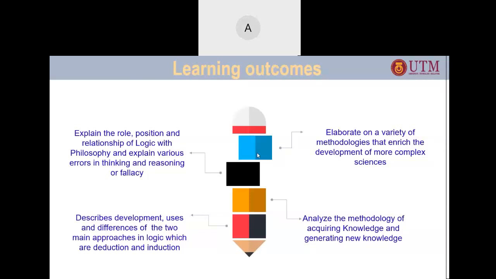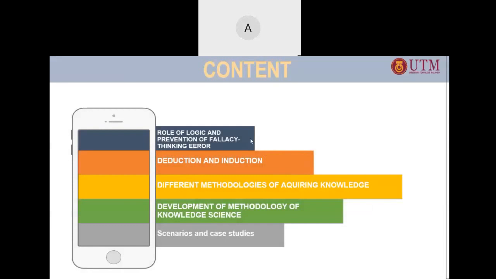And then we can describe the development, uses, and differences of the two main approaches in logic, which are deduction and induction. And then after that, we can analyze the methodology of acquiring knowledge and generating new knowledge. These are the contents: logic and prevention of fallacy thinking errors, deduction and induction, different methodologies of acquiring knowledge, development of methodology of knowledge science, and then scenarios and case studies.